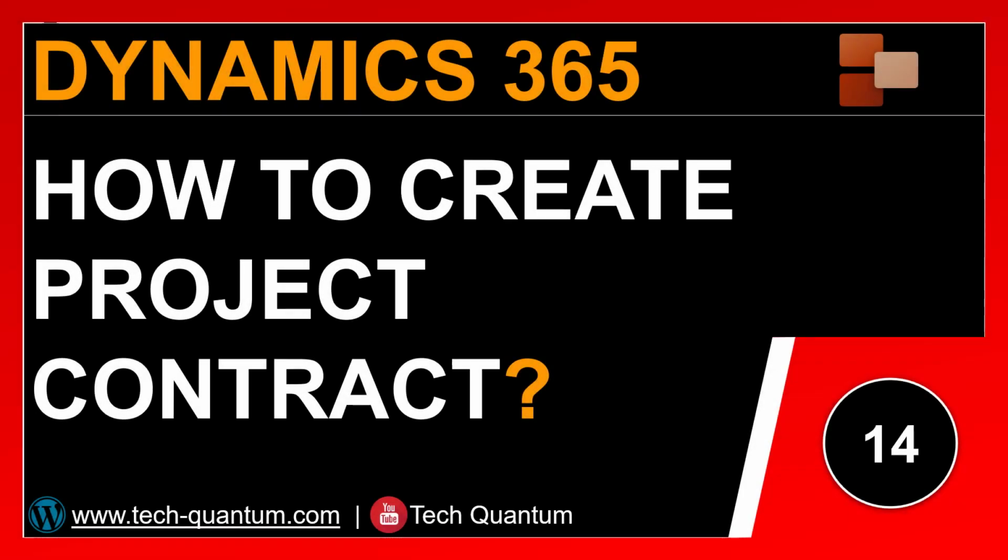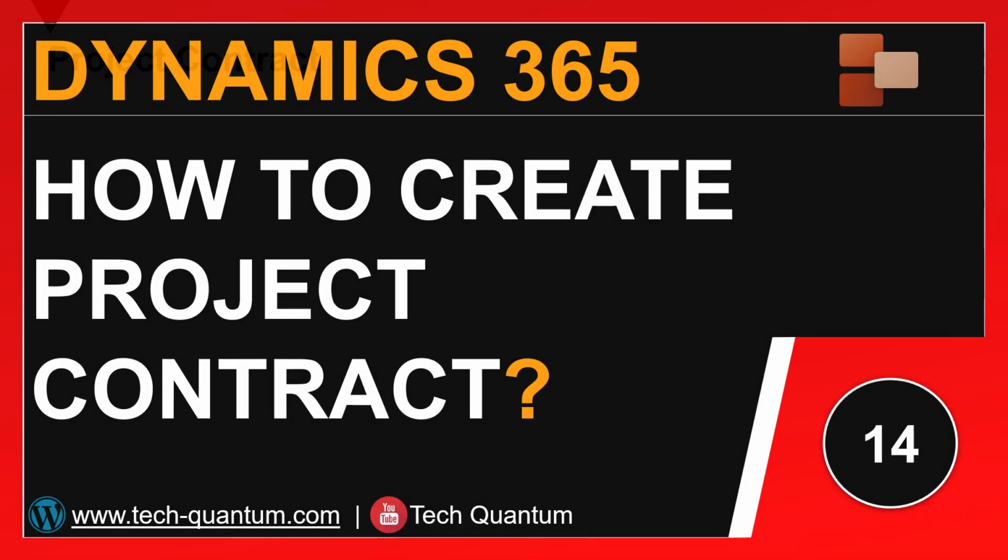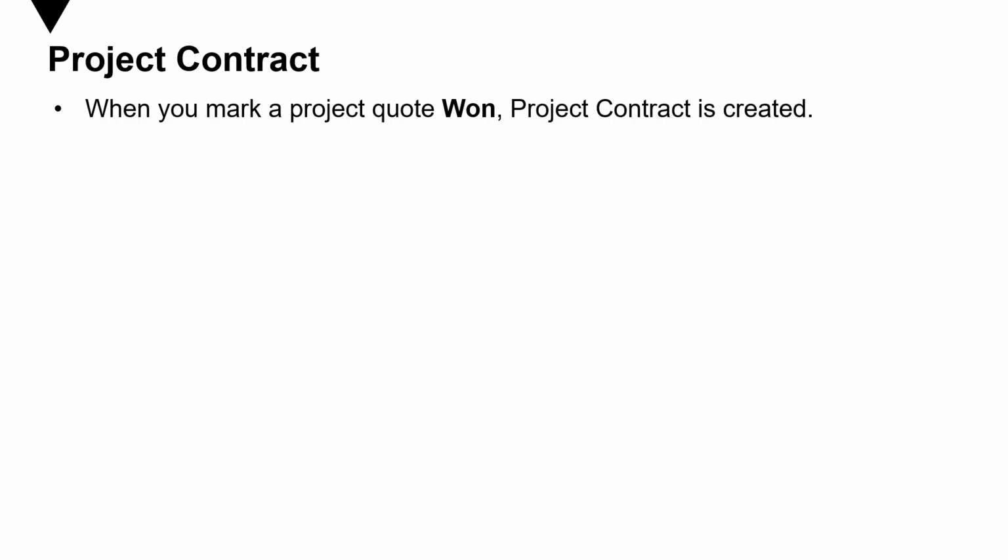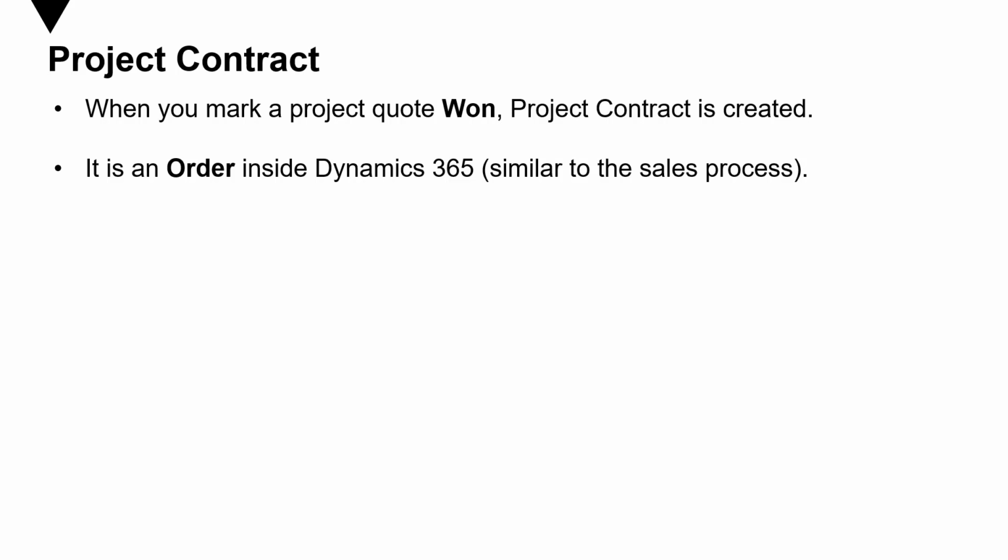How to create a project contract in Dynamics 365. Let's have a look. So when you mark a project code as won in Dynamics 365, a project contract is created. It is an order inside Dynamics 365 and it is similar to the sales process. It is just that the form over here in the project service automation is different.